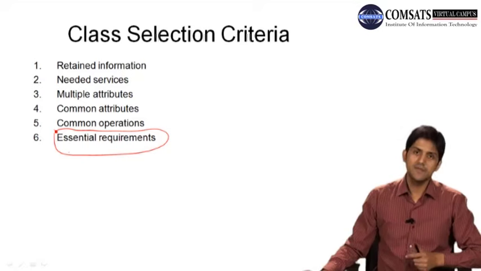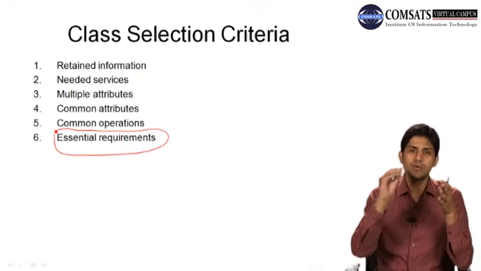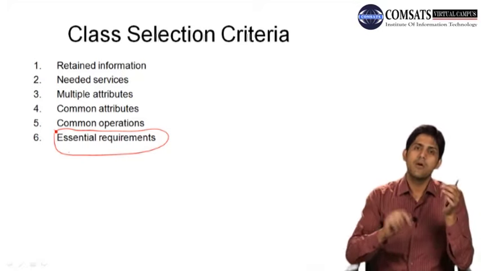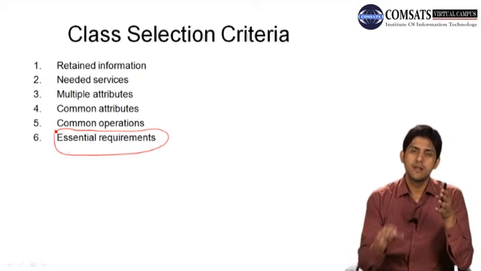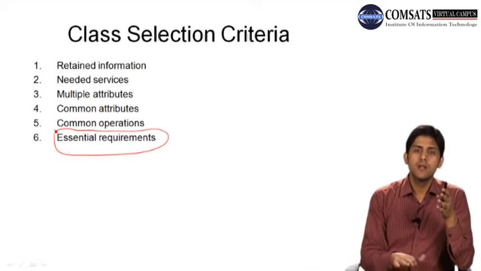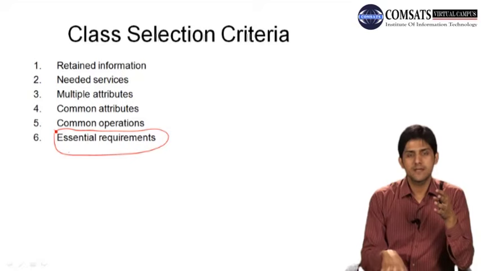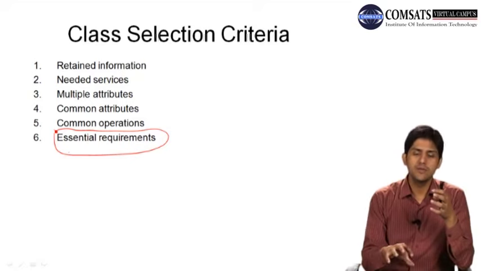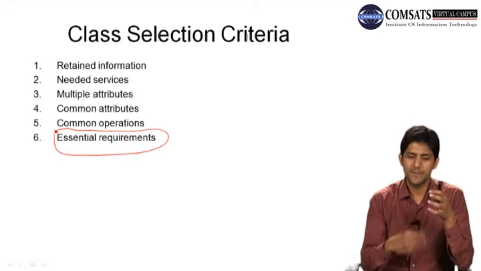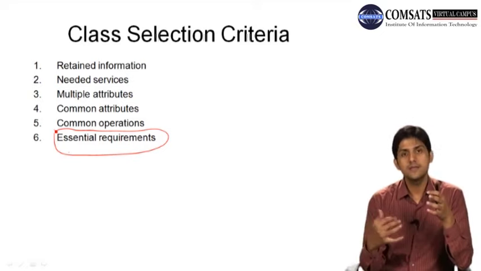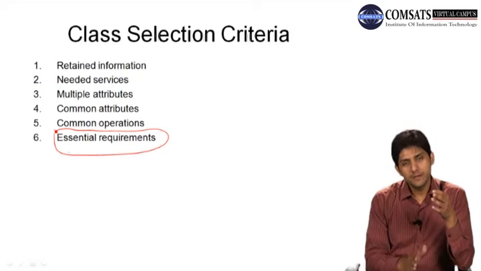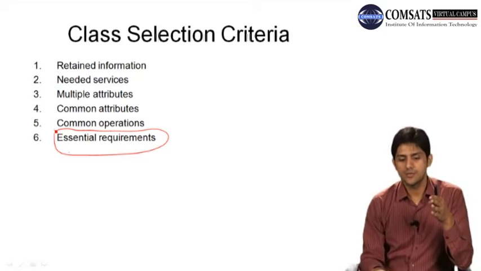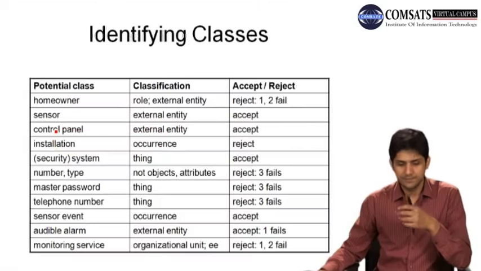So we have seen that to identify classes, we go through the text and identify the nouns. All the nouns are called potential classes. Once we have those potential classes, we categorize them either as external entities, things, roles, events, places, or organizational units. The next thing is that we try to select which potential classes will become classes in our solution through these selection criteria.